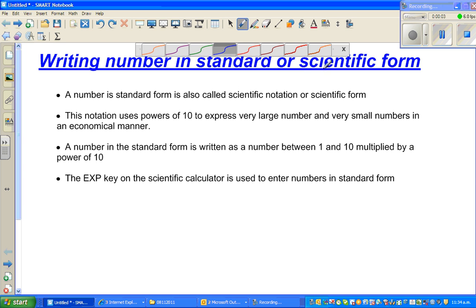In this video, I'm going to talk about writing numbers in the standard or the scientific form. Both mean the same thing. These are the key points you need to know about writing a number in the standard form.